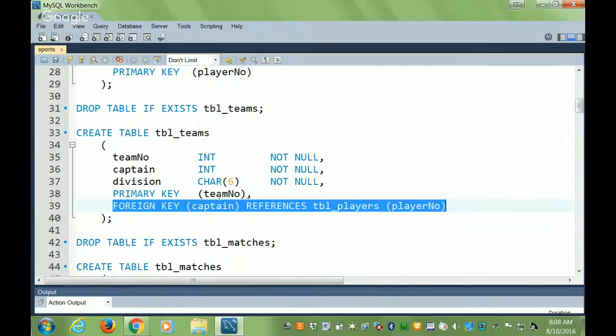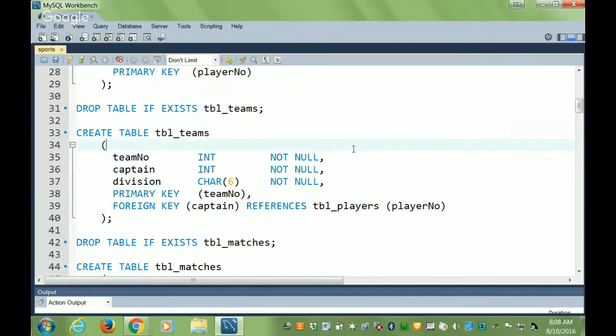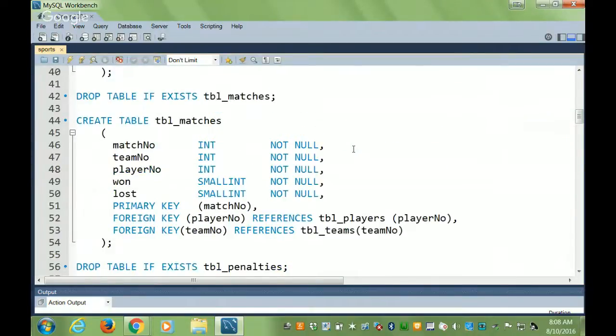So please notice here the team numbers. Hopefully by this time you can recognize what team numbers are, what is a foreign key and so on. So they are related, right?